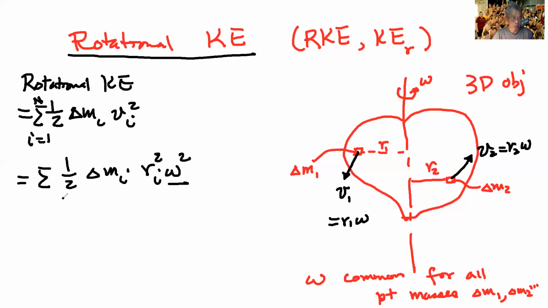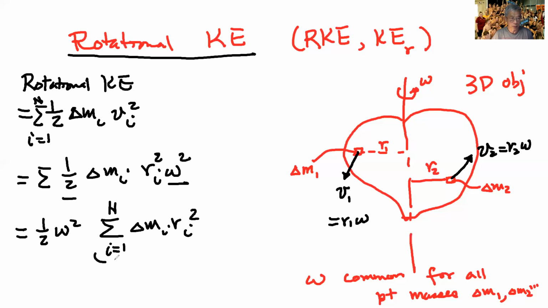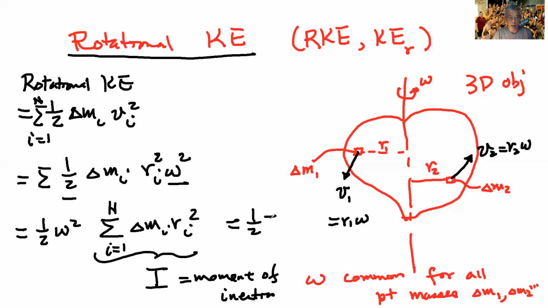So omega is common, 1/2 common, it's going to come out, 1/2, and then omega squared, and that becomes delta M_i R_i squared, and i from 1 to n. And this is our definition of moment of inertia, capital I, moment of inertia, or rotational inertia, okay? So then this is equal to 1/2 I omega squared, right? So then that's your formula right there for rotational kinetic energy, okay?